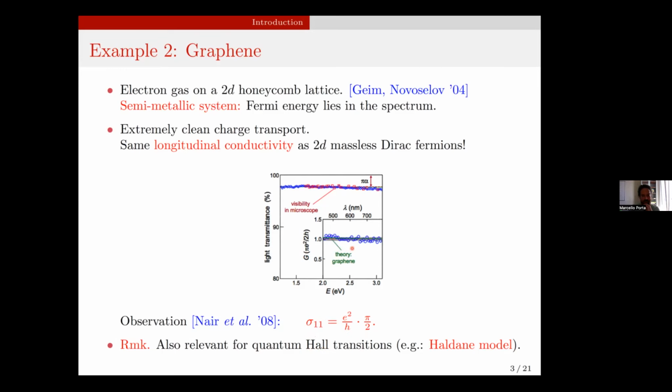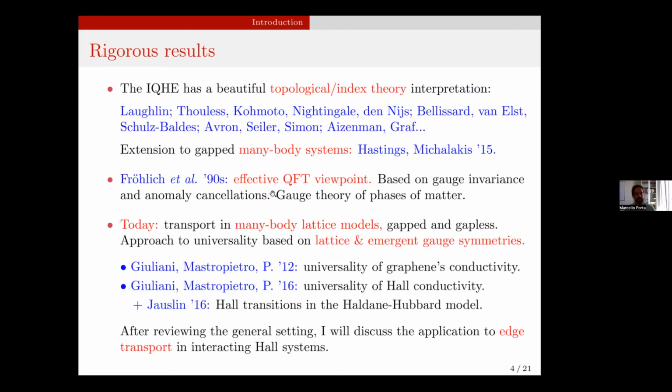Okay, so these are two very striking observations, and it turns out that in fact there are rigorous results that allow us to understand that. For the quantum Hall effect, that's a long story. In fact, thanks to the work of many theoretical and mathematical physicists, by now we have a very good mathematical understanding of the quantum Hall effect in terms of topological arguments or index theory arguments. These works I'm mentioning here refer to non-interacting systems, but in the last years there has been progress also for many-body systems with a spectral gap, and that's the work of Hastings and Michalakis.